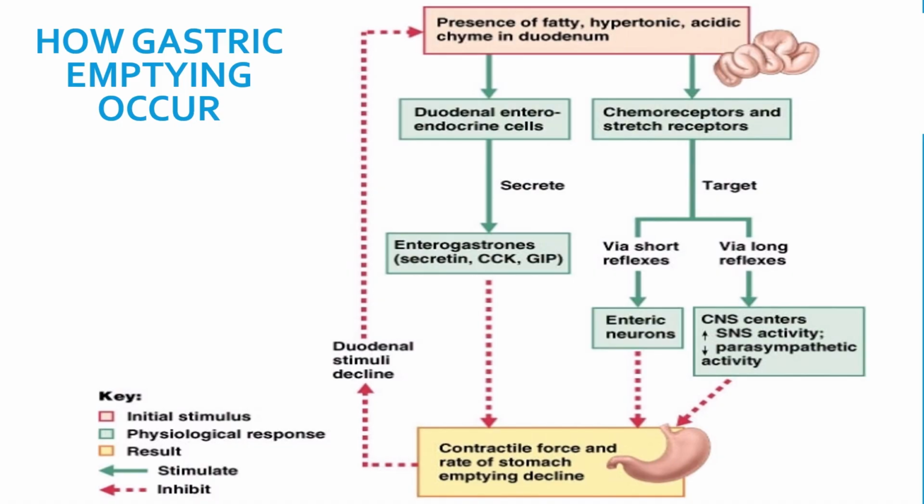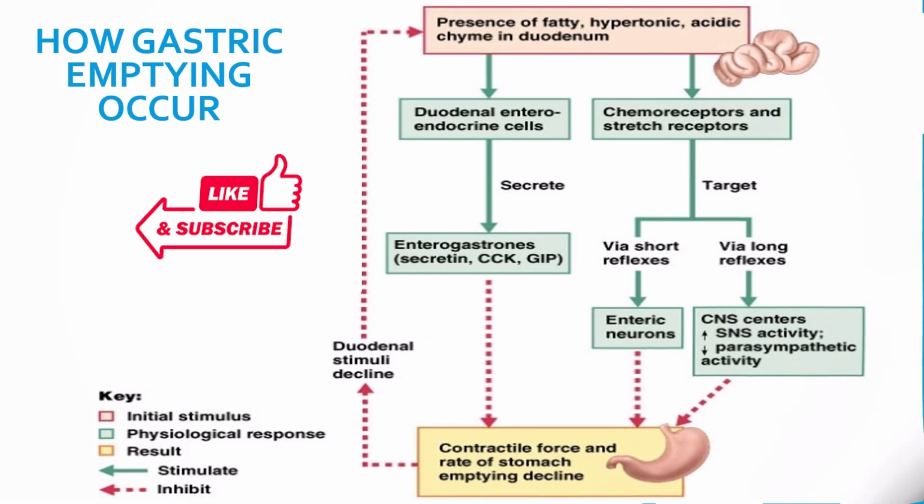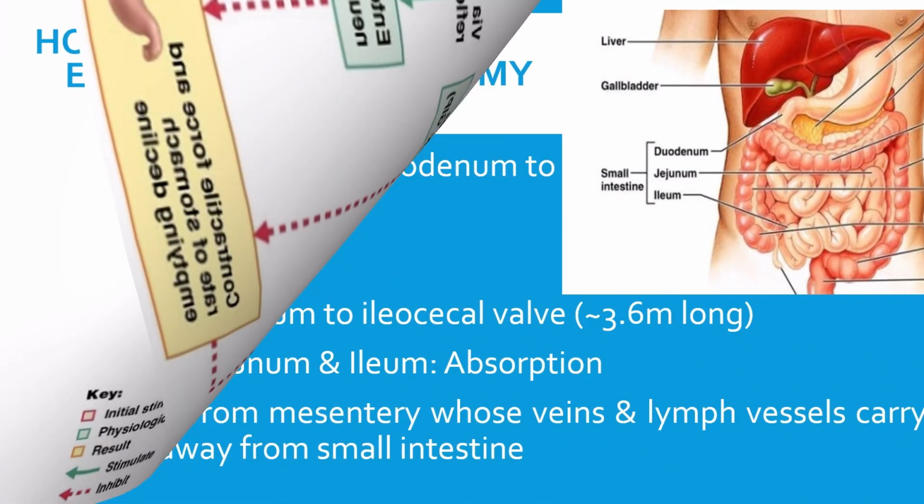Local intestinal reflexes inhibit stomach activity, and some long reflexes send signals to the central nervous system that increase sympathetic nervous system activity as well as decrease parasympathetic, vagal, activity. All this results in reduced stomach motility and reduced gastric emptying rate. Both hormonal and neural pathways cause a decrease in the contractile force of the stomach and a decrease in the rate of stomach emptying. As a result of low gastric emptying, less chyme enters the duodenum, duodenal stimulation decreases, and hormone release and reflex activity decrease. This acts as a negative feedback mechanism that prevents the small intestine from being overloaded.